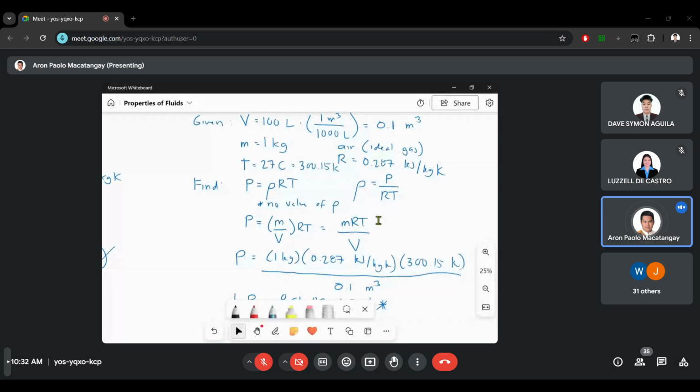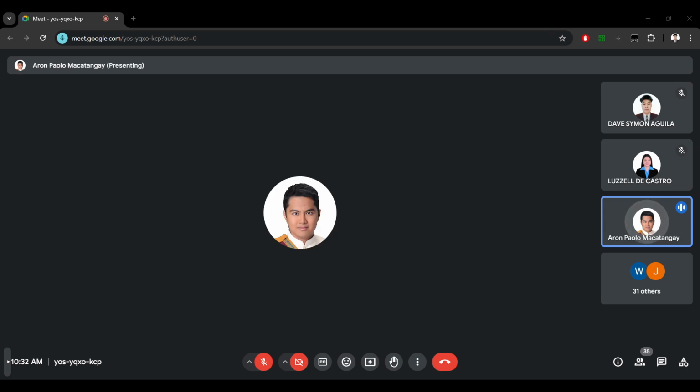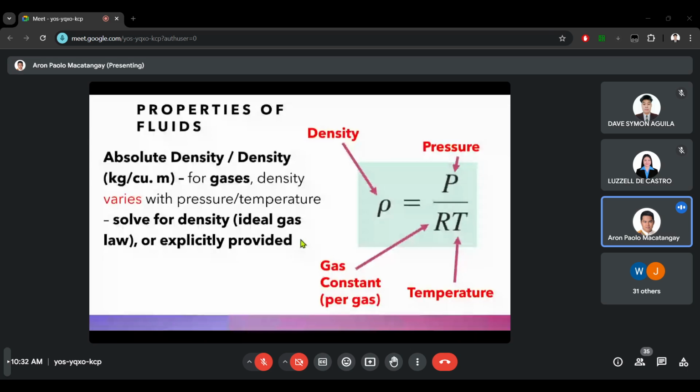This answer. So if not, then just continue lang to. Okay, so where is that? This one. Okay? Any questions with this? So the key here, the challenge here actually is the units, because once you have converted everything into SI, for example, then ideal gas equation formula.